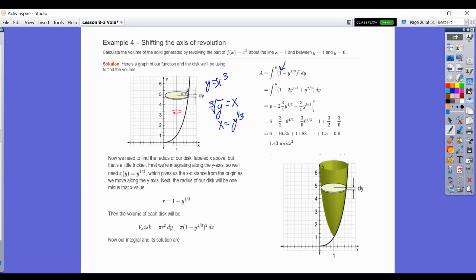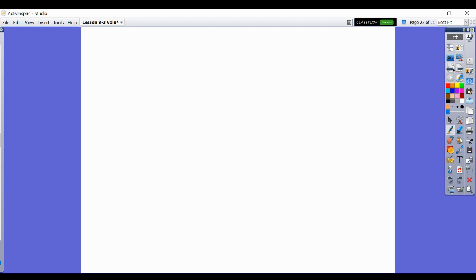So when they're shifted over, think about this like transformations that you learned way back in Algebra 2. Shift it over, and then that is your new radius. And that's the end of the lesson on disks.